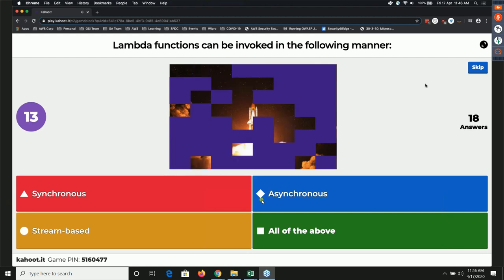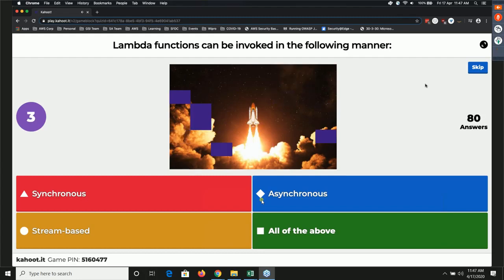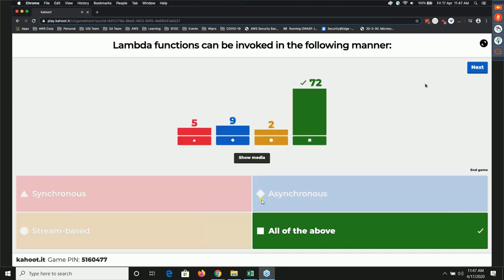So how do we launch this rocket ship? How many different ways? Awesome, we're getting good at this. Really nice.